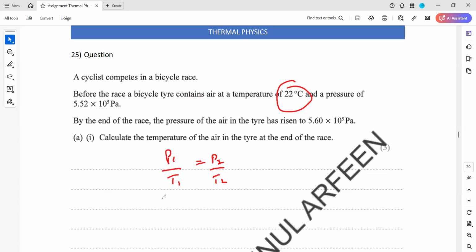The first pressure was 5.2 × 10^5, and the initial temperature was 22 + 273, because it must be in Kelvin. The second pressure is 5.6 × 10^5, and you will get the new temperature in Kelvin. Whenever you substitute a value of the temperature in any equation, it should always be in Kelvin. Don't substitute degree centigrade or Celsius. You can also use the general gas equation.